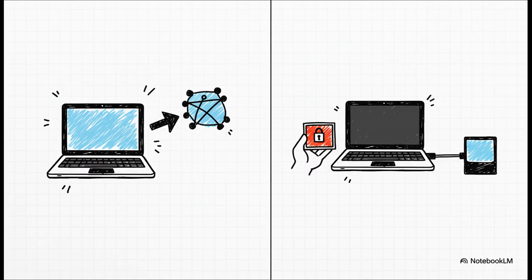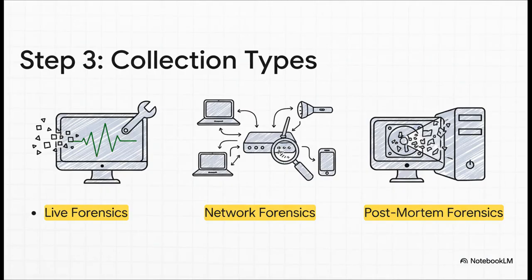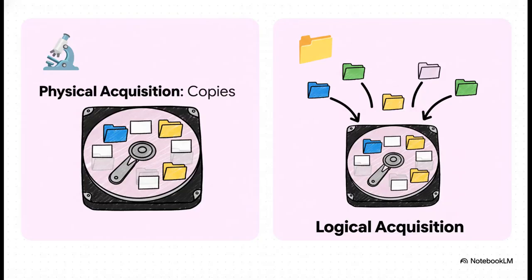Next up is collection. And this is not a one-size-fits-all kind of step. The approach totally depends on the state of the system. Live forensics is what they use on running machines to capture that volatile data we talked about. Network forensics looks at traffic and what's connected. And post-mortem forensics, well, that's the deep dive into devices that are turned off, digging for stored and even deleted files.